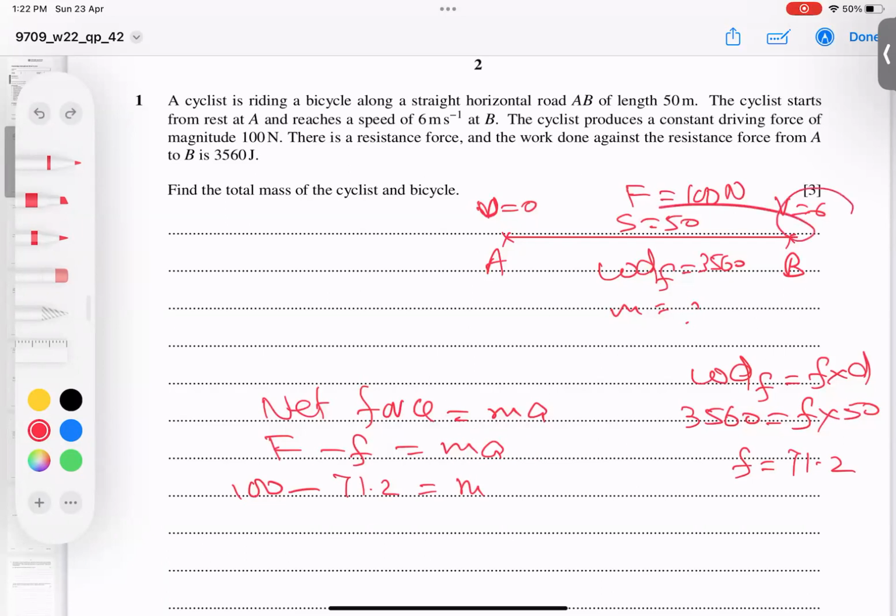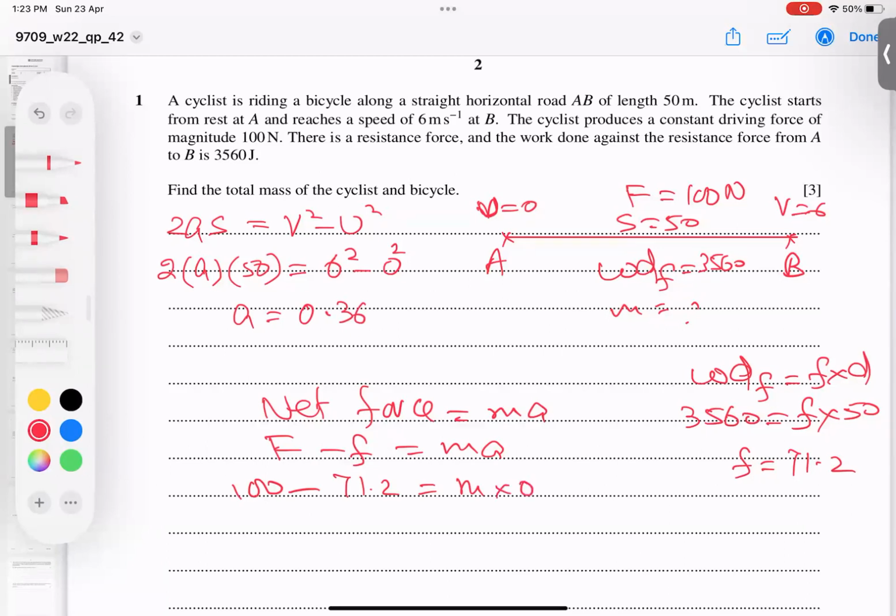So the data given is enough. 2as equals v squared minus u squared. a is unknown, s is 50, and the initial velocity u is 0. So acceleration we can find from here: 6 squared is 36, divided by 100, and we get 0.36. So this acceleration I can plug in here.